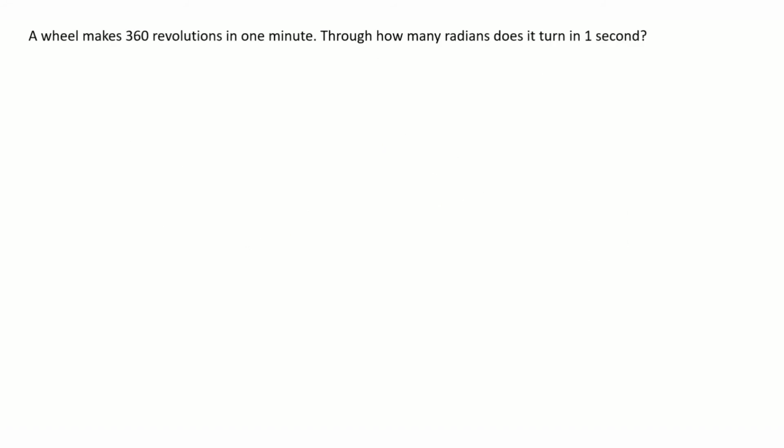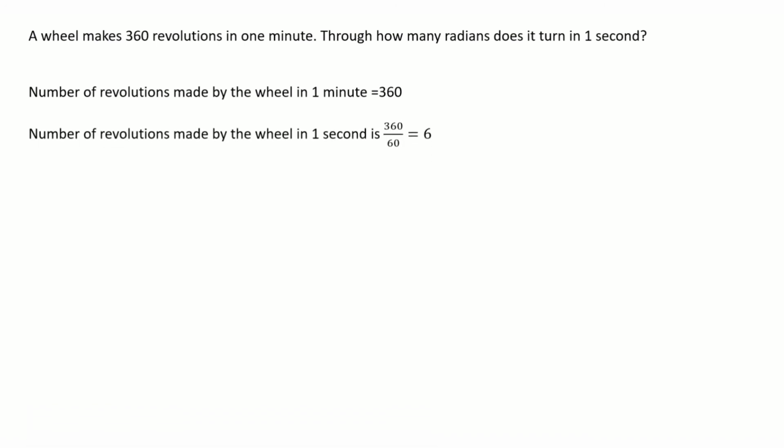Next question. A wheel makes 360 revolutions in 1 minute. Through how many radians does it turn in 1 second? Number of revolutions made by the wheel in 1 minute is 360. Therefore, number of revolutions made by the wheel in 1 second will be 360 by 60, that will be 6 revolutions. We know that 1 complete revolution makes an angle 2 pi radians. Therefore, 6 revolutions is how many radians? It will be 6 into 2 pi, that is 12 pi radians.